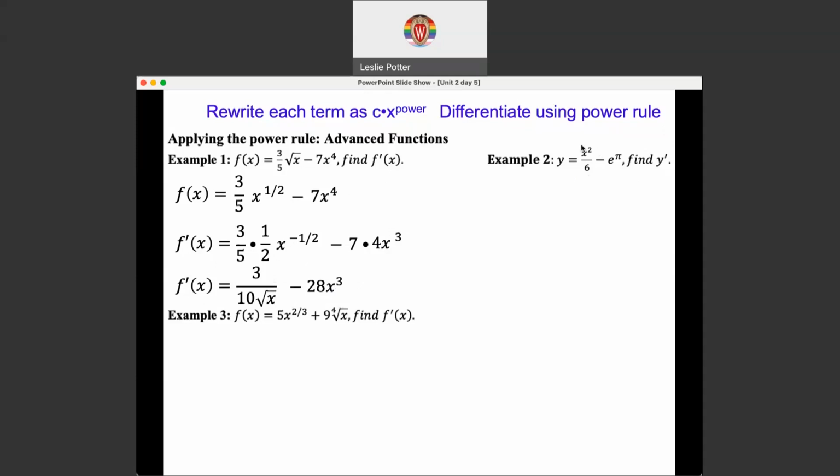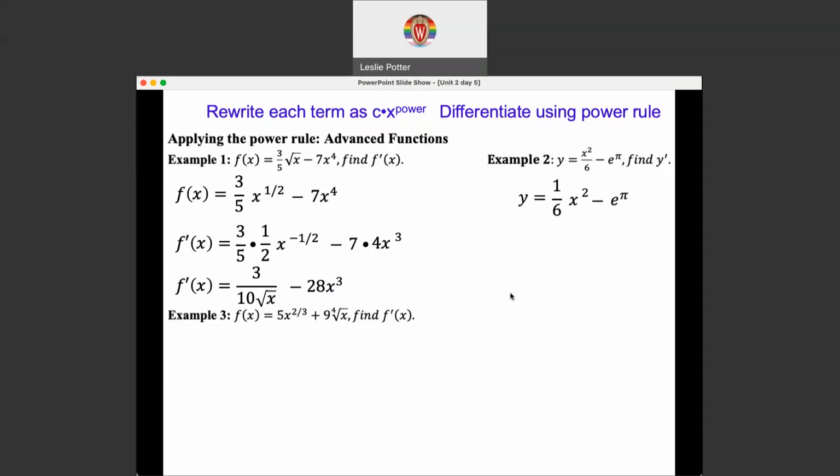This is tricky because of this. Okay, what people don't realize is this is still cx to a power. Okay, and so we're going to rewrite it as such. C is the constant, and that's 1/6, right? We have a coefficient of 1 on the top here. So we bring that constant out front, 1/6 x squared minus e to the pi.